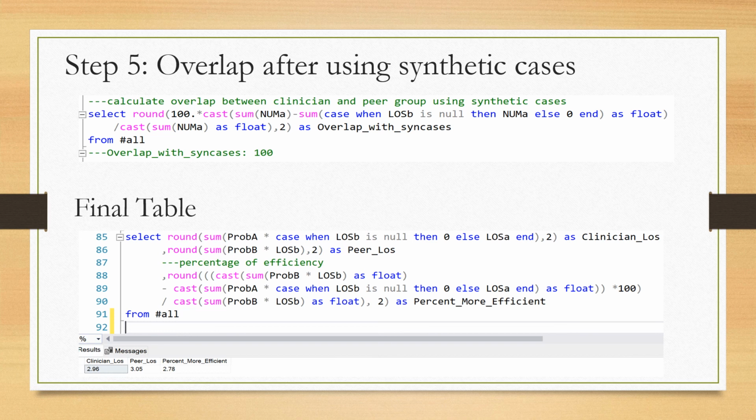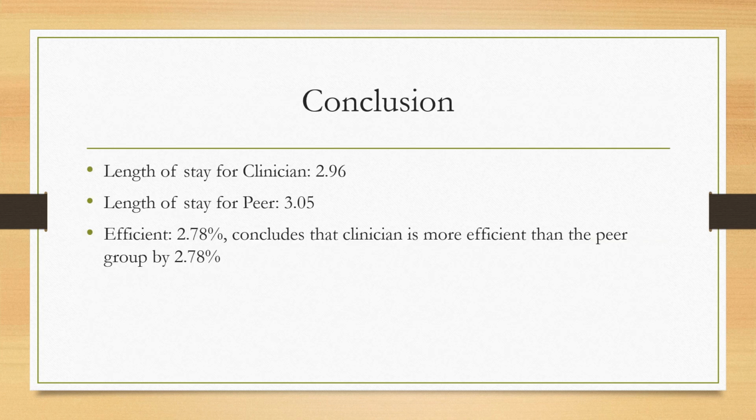After I run this code, the result shows that the length of stay for the clinician is 2.96 and the length of stay for the peer group is 3.05. For my conclusion, the clinician is more efficient than his peer group by 2.78%. This is everything for this problem.